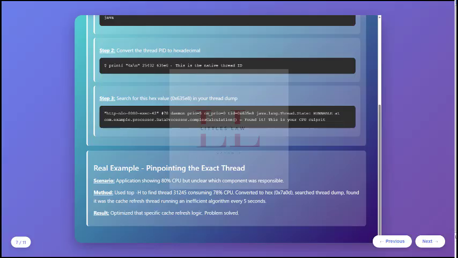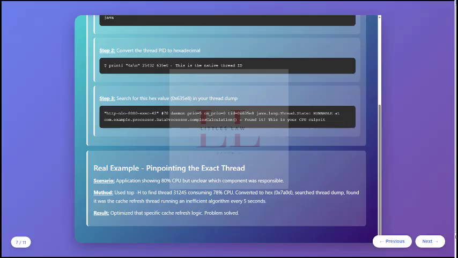And step two, I convert that thread ID to hexadecimal, because the thread dumps use hexadecimal notation for native thread IDs. The command, as you see here, is printf "%x\n", followed by the thread ID. So 25,432 becomes 6358 in hex.